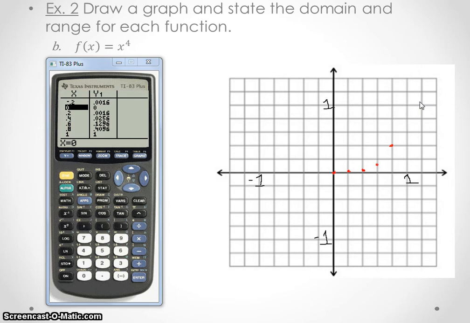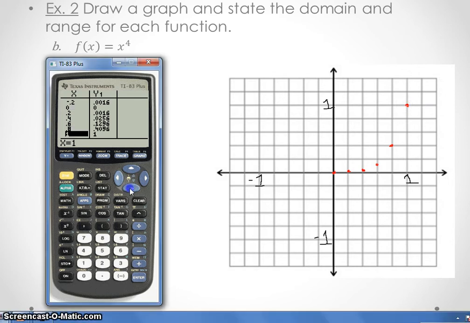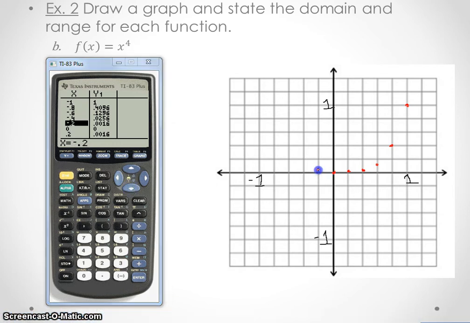And then 1, 1. Perfect. 1, 1 again. Seems to be showing up quite a bit here. Now let's go down a little bit more, see if the next one shows up. 2, 2 is not going to work, so let's go back into the negatives here. Now if you see here, negative 0.2 gives us positive 0.0016, so we're still going to be above the x-axis with the point right here.